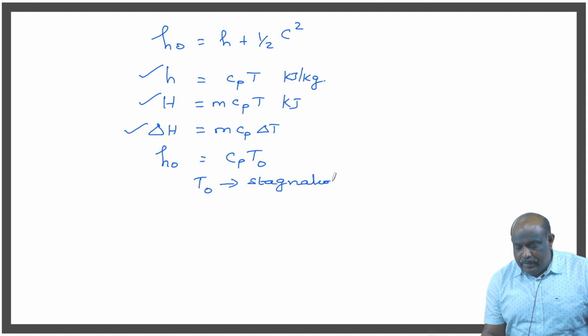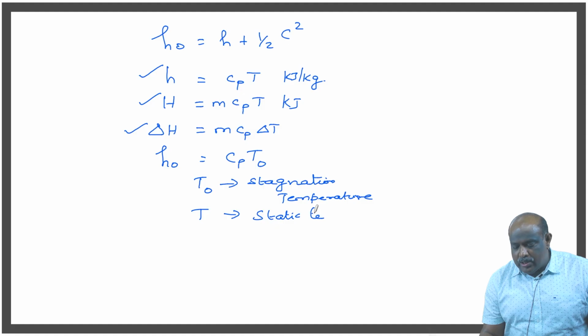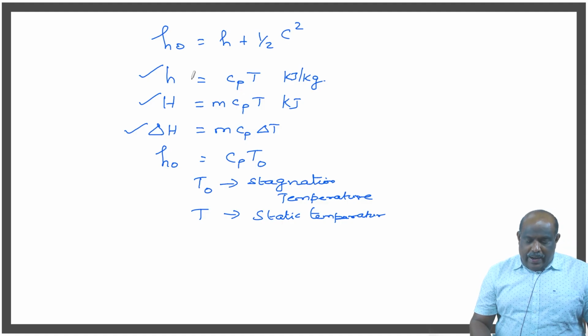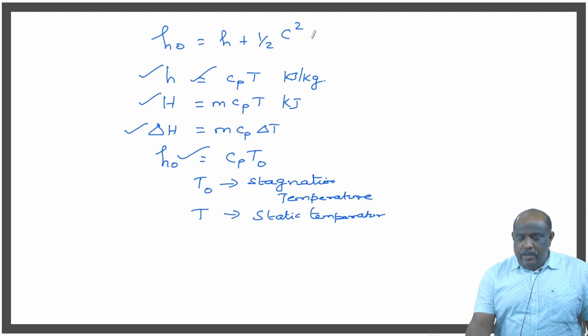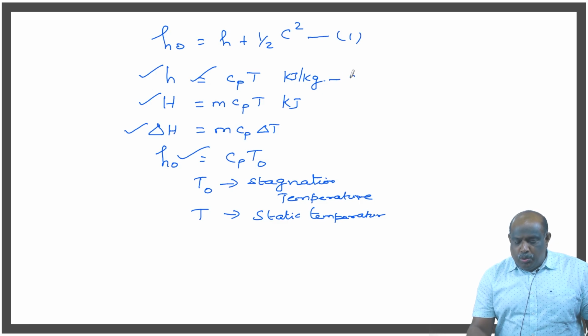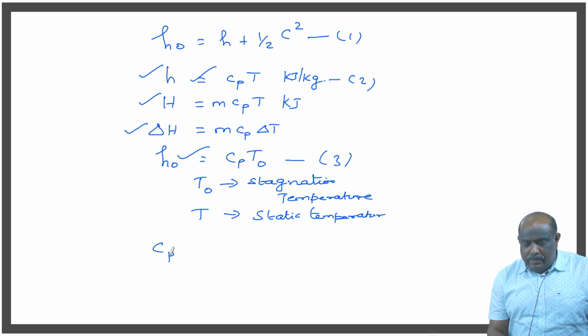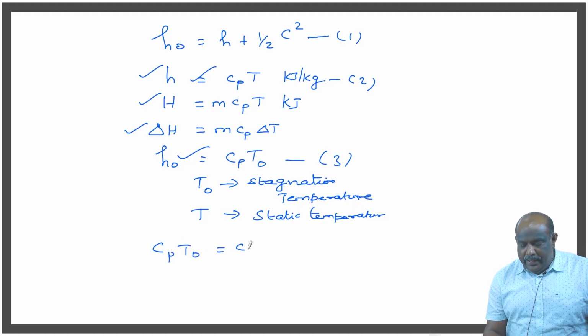temperature. Now we are trying to evolve the meaning of stagnation temperature. What is T then? T is called the static temperature. So now we can substitute for the values of H and H naught. Let us substitute 2 and 3 in 1. So we end up with Cp into T naught equal to Cp into T plus half C squared.